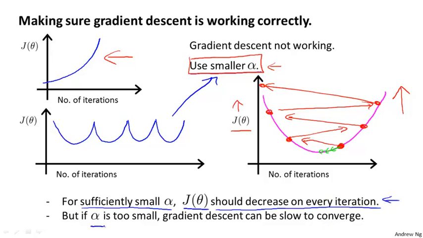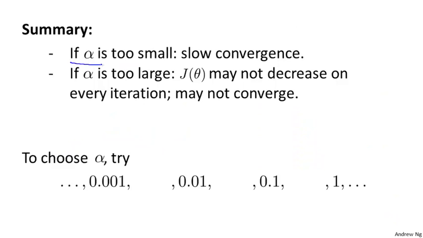But of course, you also don't want your learning rate to be too small, because then gradient descent can be slow to converge. If alpha were too small, you might end up starting out here, say, and end up taking just minuscule baby steps, and just taking a lot of iterations before you finally get to the minimum. And so if alpha is too small, gradient descent can make very slow progress and be slow to converge. To summarize, if the learning rate is too small, you can have a slow convergence problem.